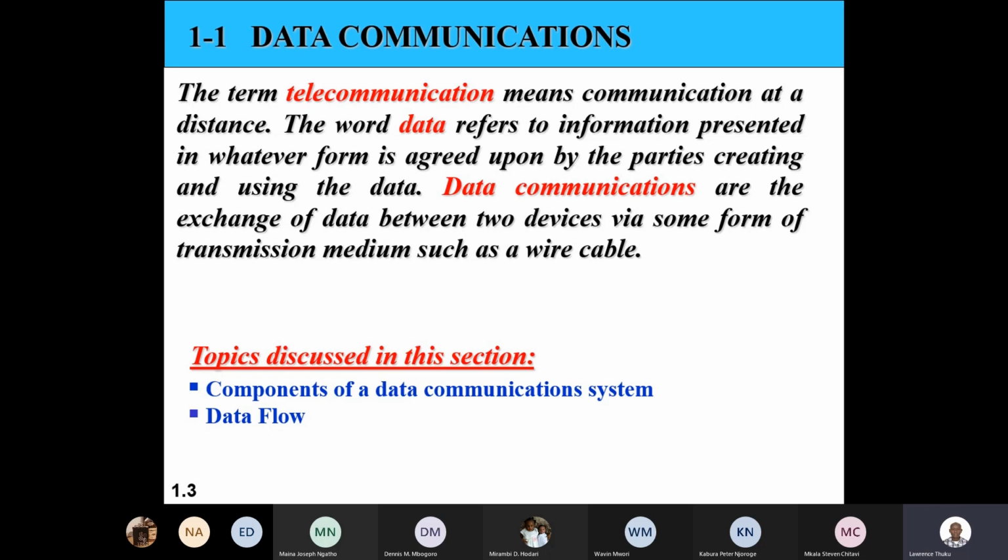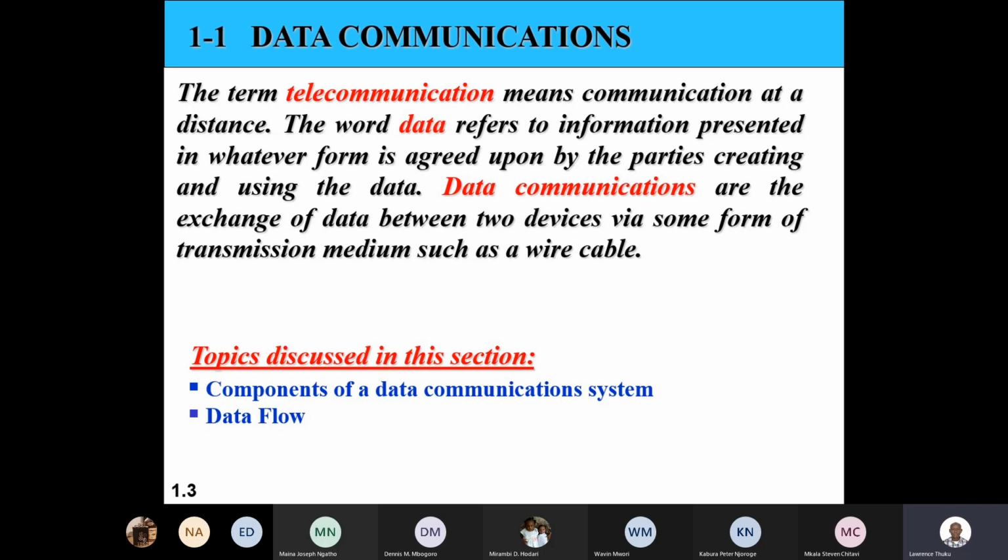The word data refers to information, which you already know about, presented in whatever form is used by the parties using the data itself. Data can either be in raw form or in processed form, and the moment you process it, it becomes more of information. So data communication, if you look at those two terms, is sending data from one location to another over a distance, transferring something that you have already agreed upon in terms of what you're going to use it for.